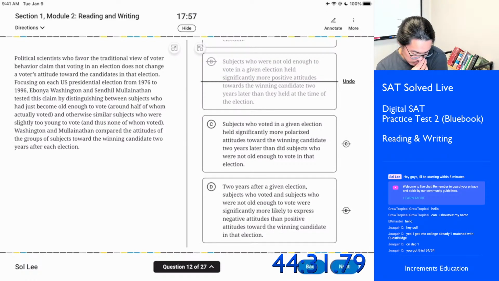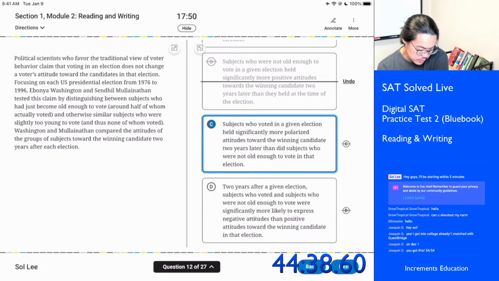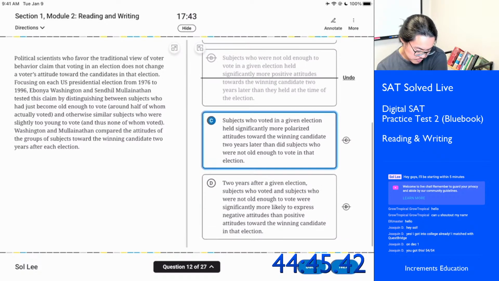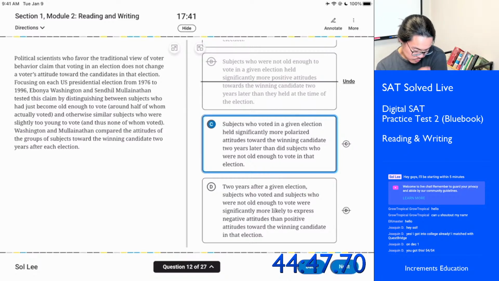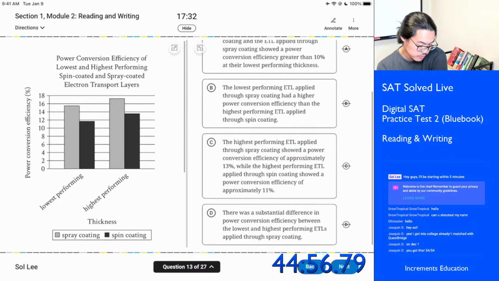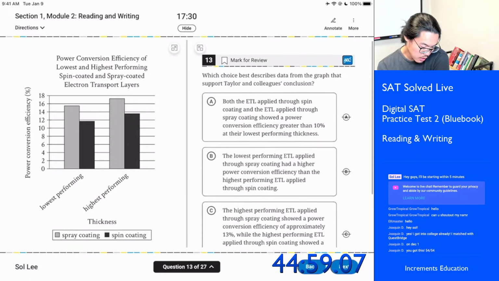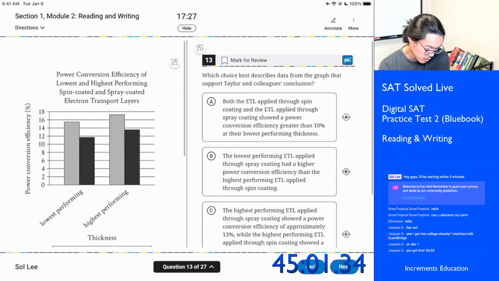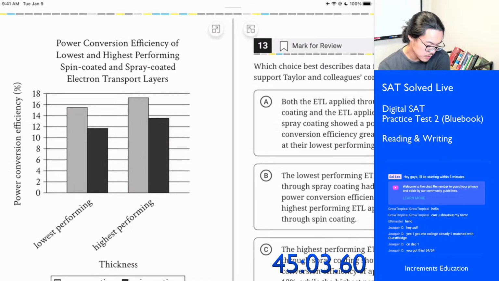Subjects who voted had a more polarized attitude toward the winning candidates than subjects who did not vote. Okay, voted versus not voted. Polarized, that's correct. Not positive attitude. This is just comparing within themselves. Okay, we need to compare between the groups. Okay, this is supporting, so that must be at the end. No. Whew, why is it so rough?